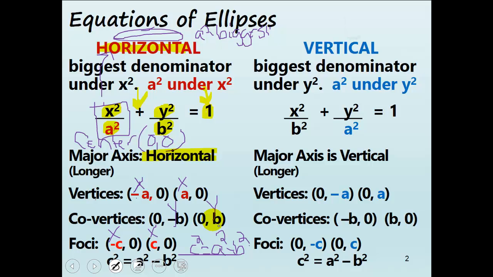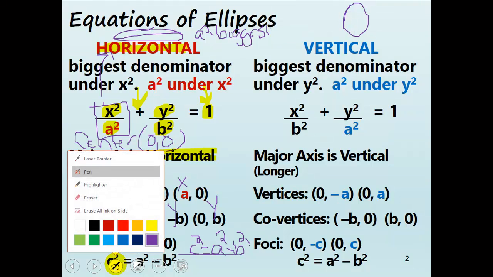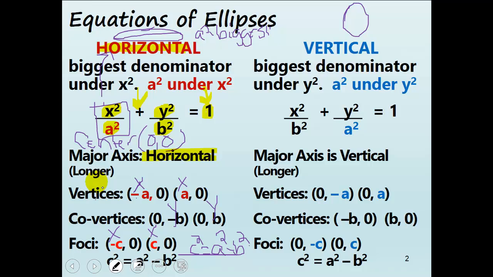All right, now let's talk about a vertical ellipse. It's going to be taller than longer, okay? And look at how the biggest denominator, remember a squared is always the bigger of the denominators. A squared is now under y squared. That's a really important feature. So if the bigger denominator is under the y squared, you're going to have a vertical ellipse. The major axis is vertical. It's the longer. Makes sense because it's longer than it is wide.